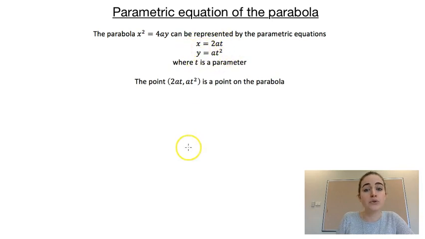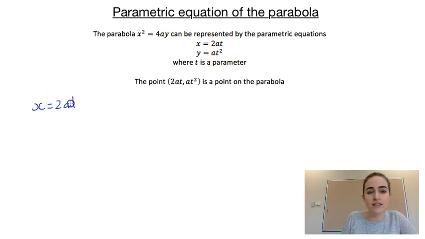Now we can prove it. Before we prove it, this is on your formula sheet. It tells you that this parabola is represented by these parametric equations. It doesn't have the other ones, but you can work them out from here. We can prove that this is the parametric representation by rearranging these. If we take x equals 2at, we'll call that equation 1. We'll call y equals at squared equation 2.